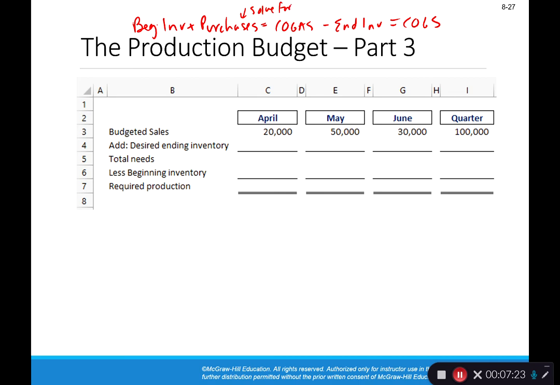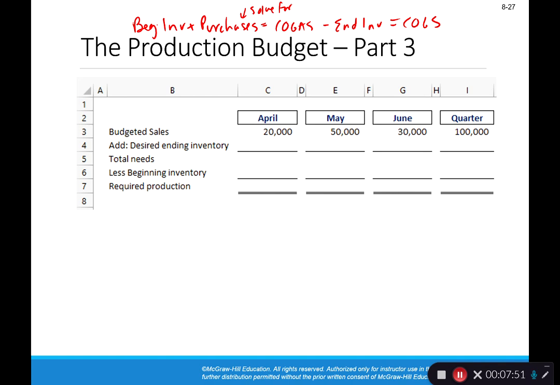because we're trying to solve for purchases. In this case, we're not buying it if we're a manufacturer, we're producing it, but it's along the same line. So whether it's a manufacturer or a merchandiser, we're either going to have to figure out a required production or a required purchases. So we're going to start with our sales because we at least need to have enough units to meet the demand of our customers. Then we add our desired ending inventory.